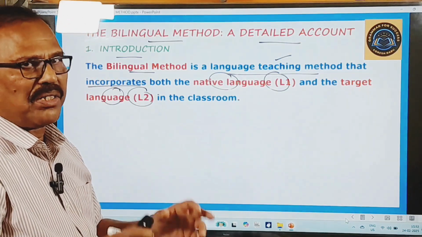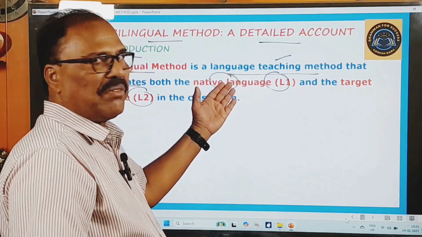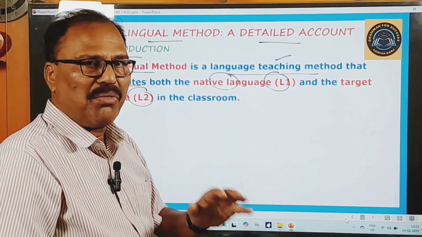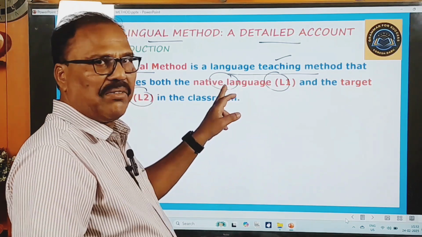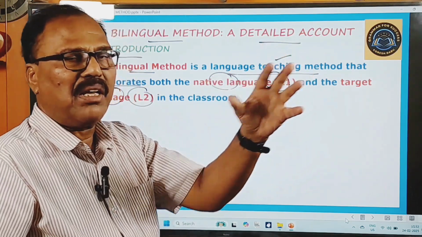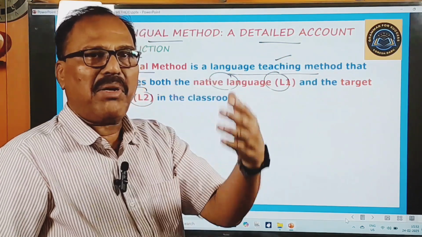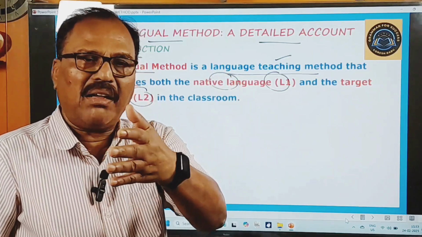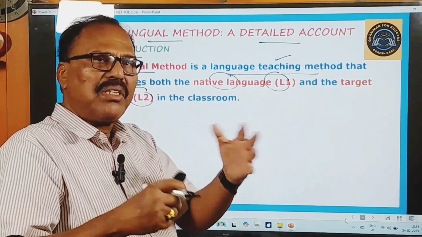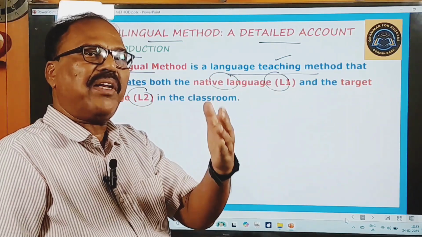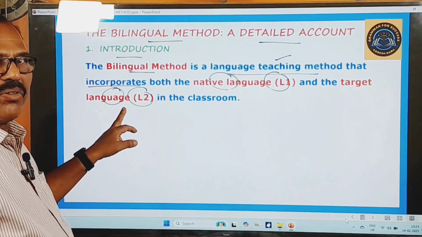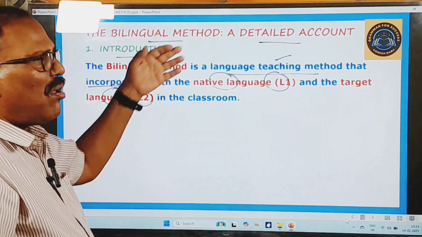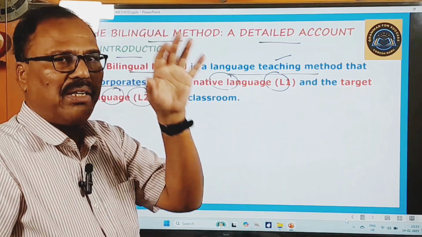So please try to understand that whatever may be your native language, for example, now your native language is Telugu. So for you, L1 is your native language. But for some others, L1 may be Hindi, Tamil, Kannada, or Marathi. In this way, L1 may differ from place to place, whereas the target language is only English, because all the people are trying to learn only the English language.